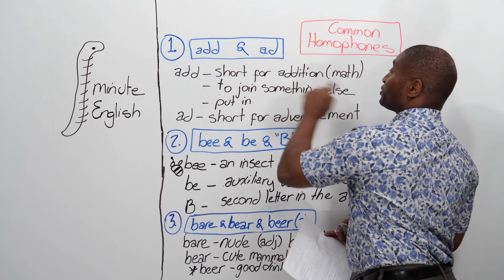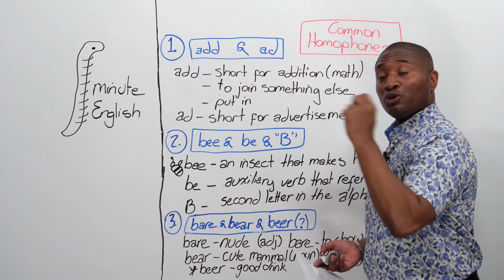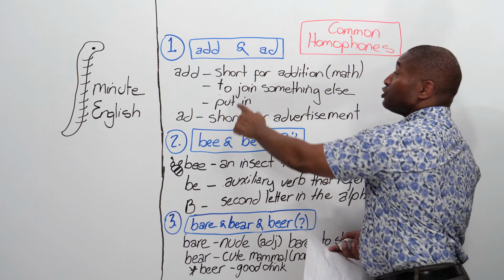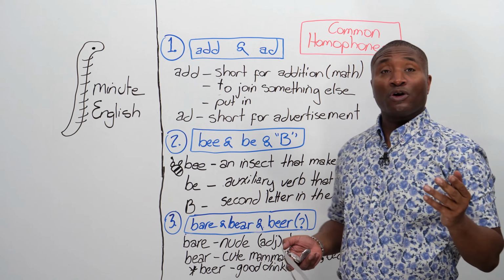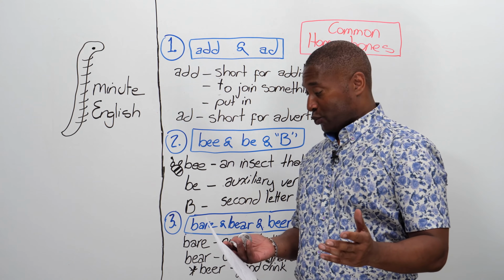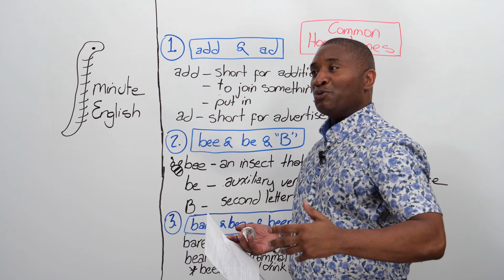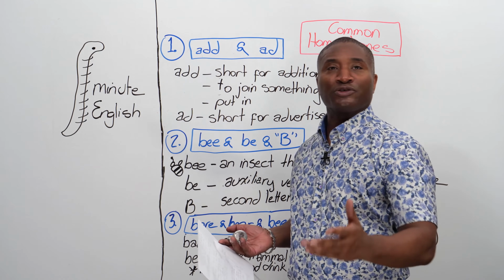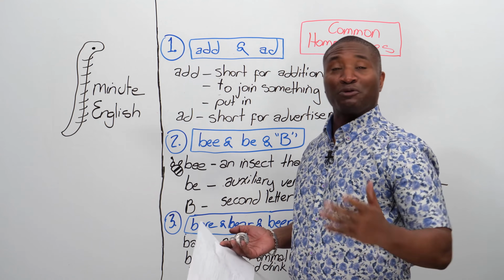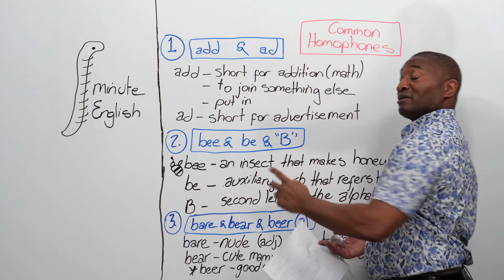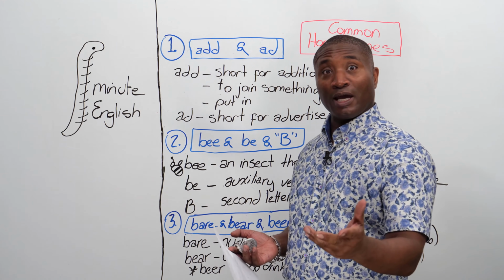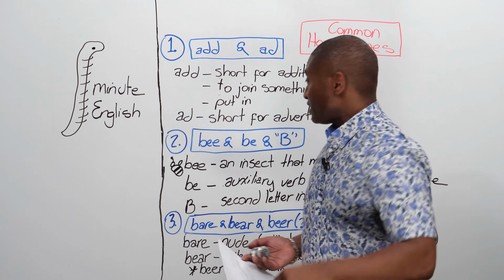Add is short for addition and is used from mathematics for 2 plus 2, which equals 4. That would be adding. To join something else. So if you have a house, and let's just say you're a woman who's the breadwinner, so you make money, and you want to put on a new bedroom. You can say, honey, we need to add on a new bedroom to our house. That's to join something, 2 bedrooms together. To put in. You need to add sugar to the mixture to make a cake. That's to put in.